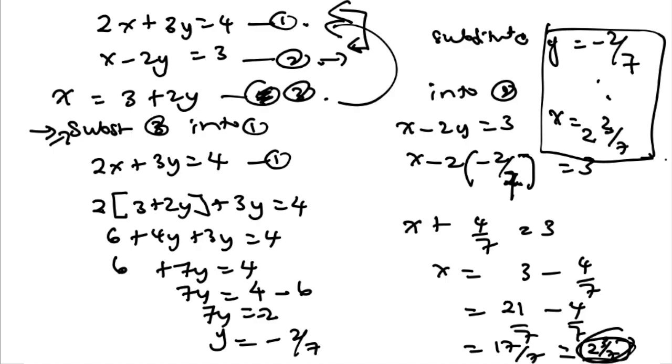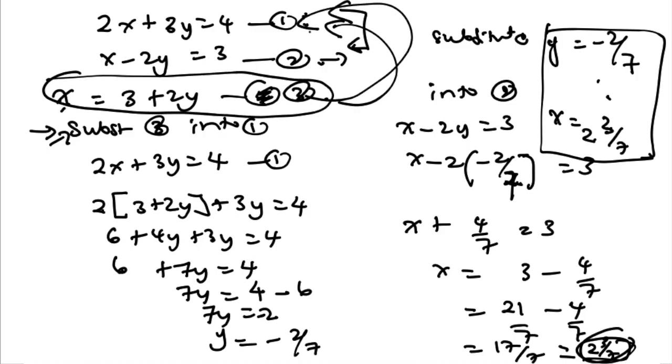Okay, so that's how. Why is it called substitution? Because you can see clearly here, we rearrange equation 2 so that we get x. We substitute it back into equation 1. Substitute, so solution by substitution.